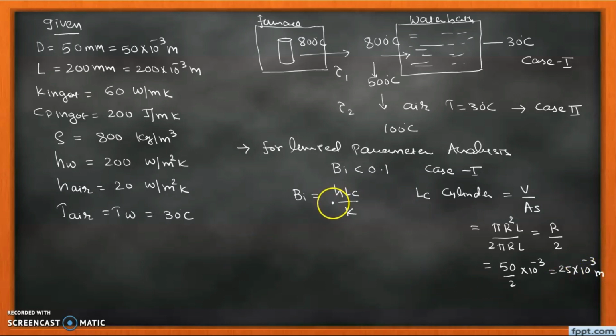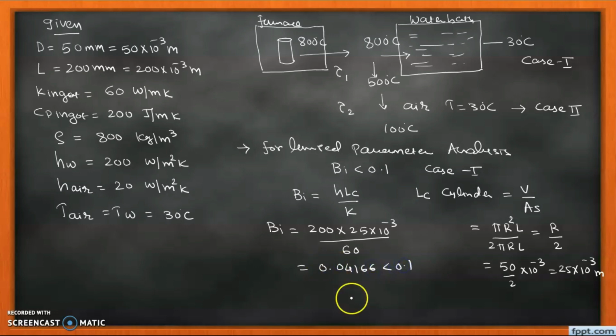We know that the convective heat transfer coefficient for water is given, that is 200. So we calculate the Biot number for case 1, which equals 200 into 25 into 10 to the power minus 3 divided by the thermal conductivity, which is 60. So the value of the Biot number is 0.04166, which is less than 0.1. So we can easily apply the lumped parameter analysis for case 1.